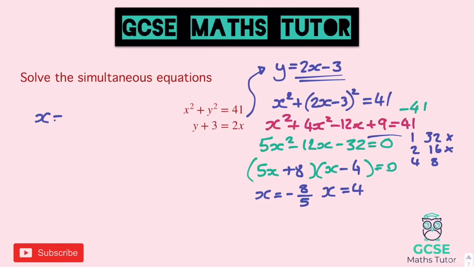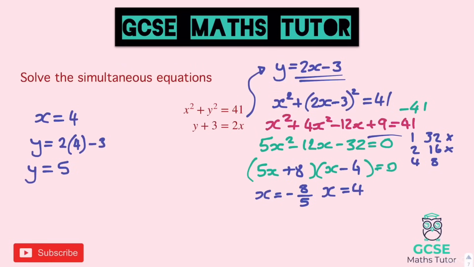When x is 4, y equals 2 lots of 4, take away 3. 2 times 4 is 8, take away 3 is 5, so y equals 5. There we go, and there's our first pair.